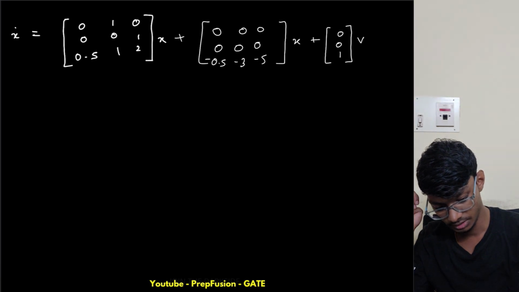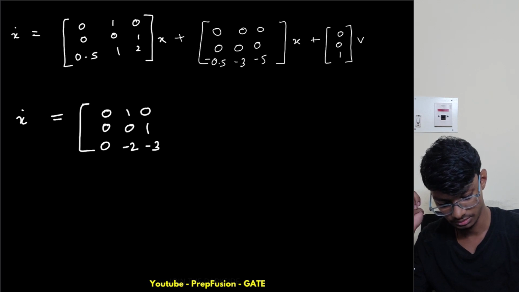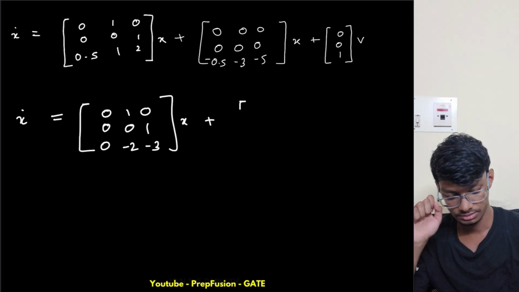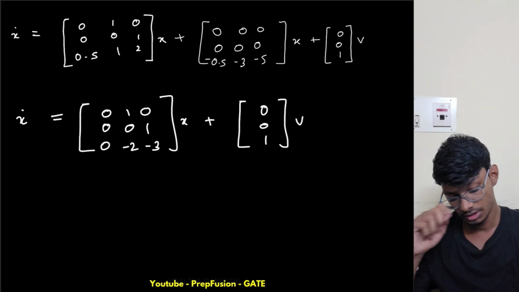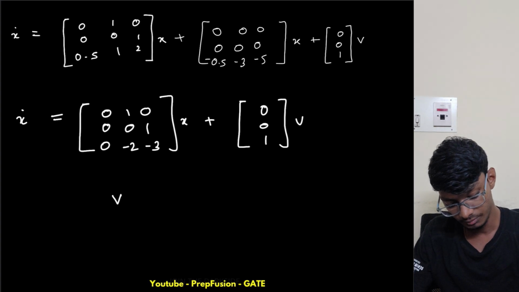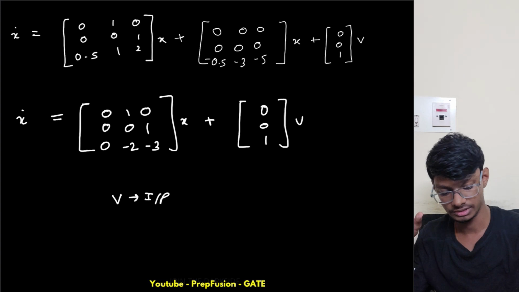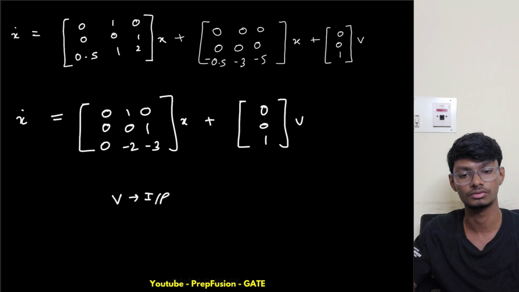So let me add these two up. So what will my x dot become? 0 1 0, 0 0 1, and this is 0, this becomes minus 2, and this becomes minus 3. So minus 2 3 0. Now this is x only, plus this is 0 0 1, this is v only. So now my v is the input, right? V is the input, and from here this is the actual state equation, not with respect to the control signal. U was the control signal.